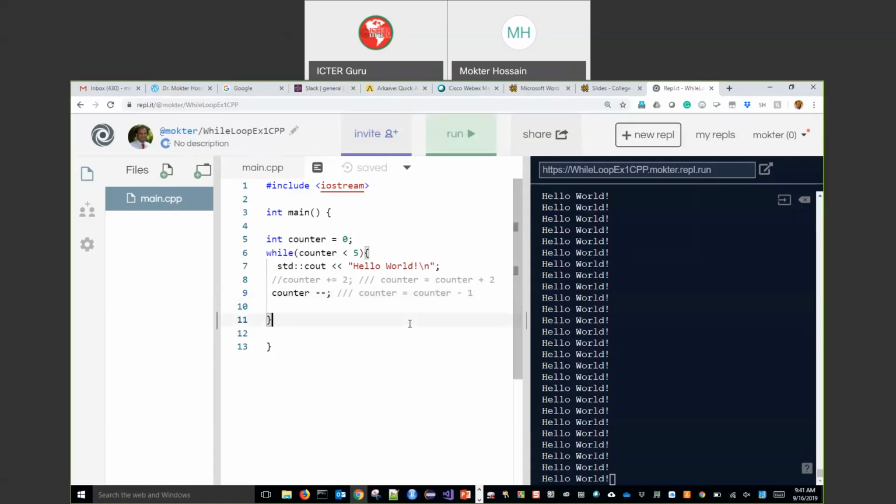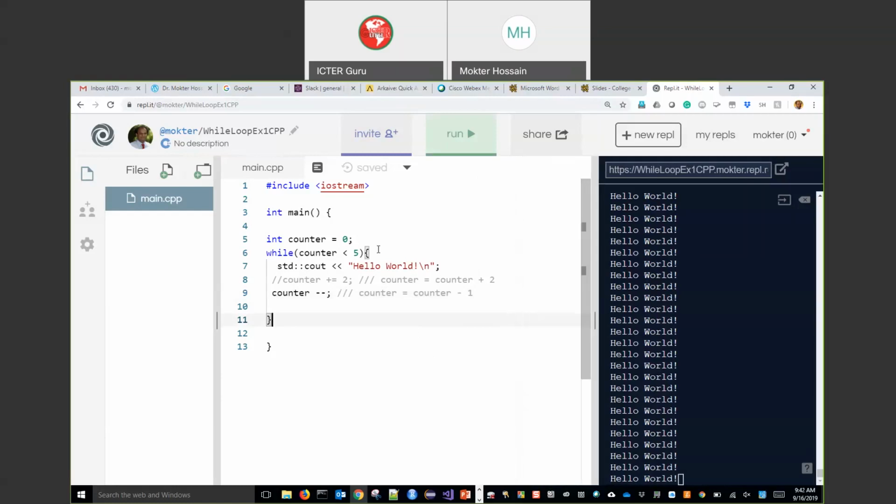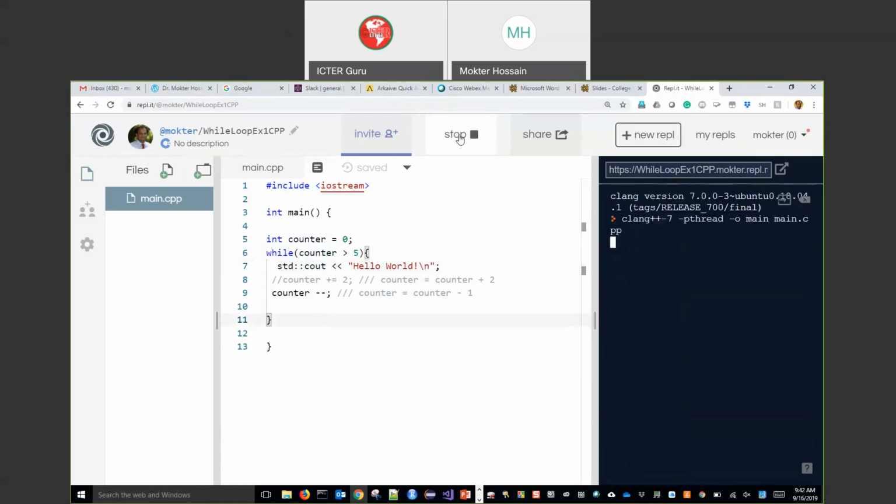So in order to fix this problem, there are multiple ways we can do it. Here we say, as long as my counter is, for instance, greater than 5, how many times will it execute? Then you will ask, is 0 greater than 5? No, so it will not come inside this loop, right? So it does not give us any result. You see that there is no result.